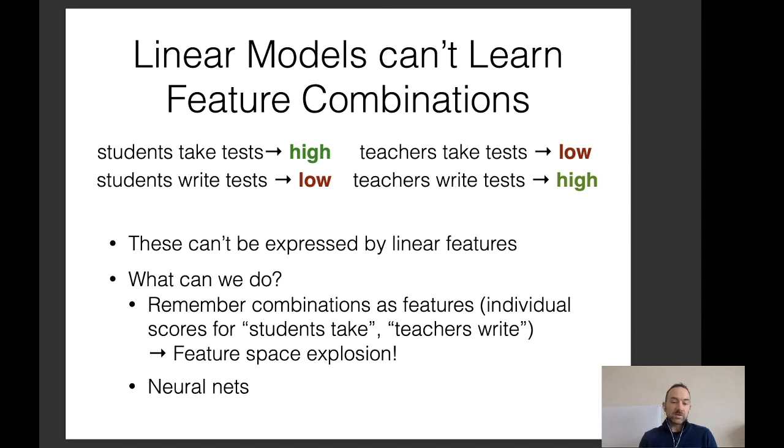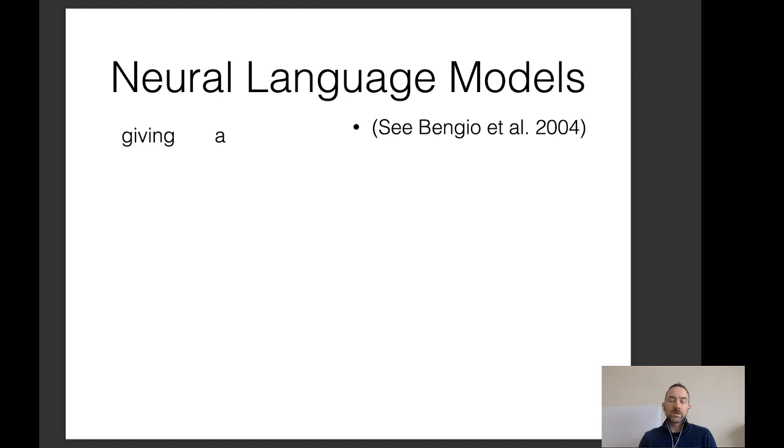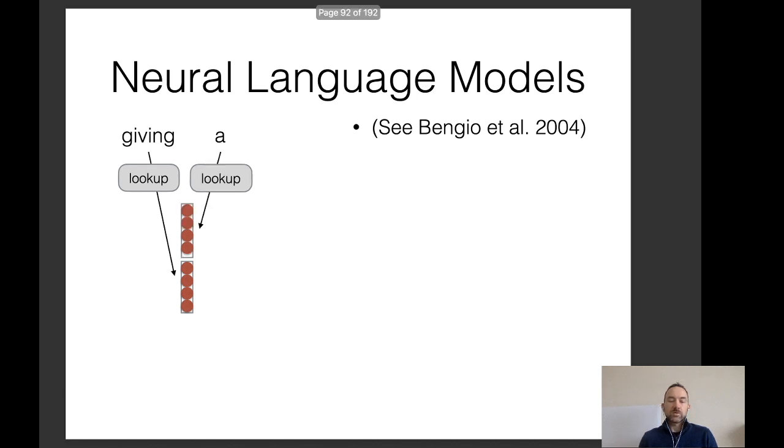And so what we can do instead is we can use neural nets. So here's an example of a neural language model, which was introduced by Bengio et al. in 2004. Basically the way the model works is it looks up a word embedding for the word "giving". It looks up another word embedding for the word "a". And this gives us a large vector, 2 times the size of our word embedding vectors, that represents our context. We then take this vector and we run it through an affine transform and a nonlinearity such as a tanh to extract hidden features from this context.